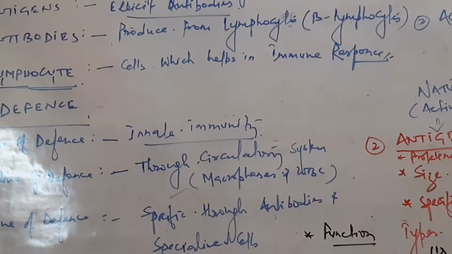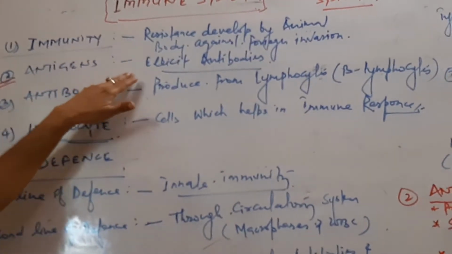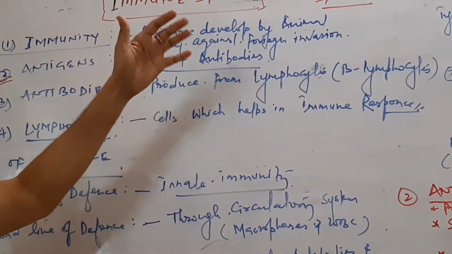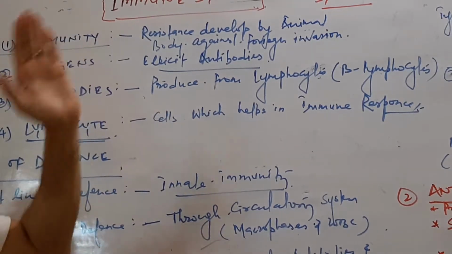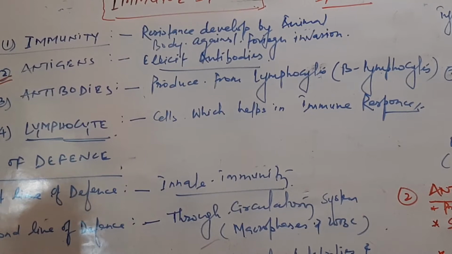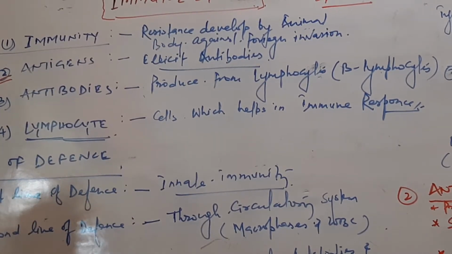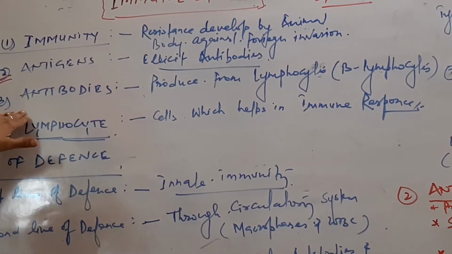Another term is antigens. Antigens are chemical or proteinous substances which elicit antibodies. It enhances and increases the production of the antibody. It is secreted by pathogens or microbes. Okay, so this is antigens, and another term is antibody.